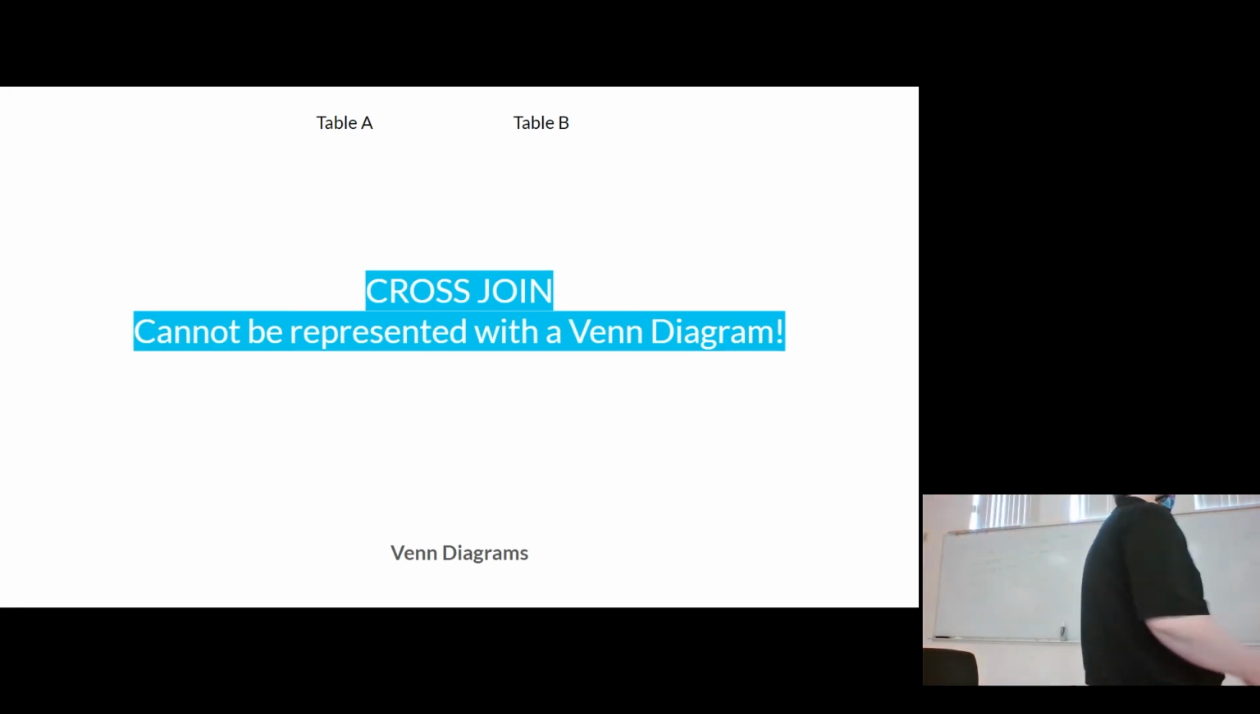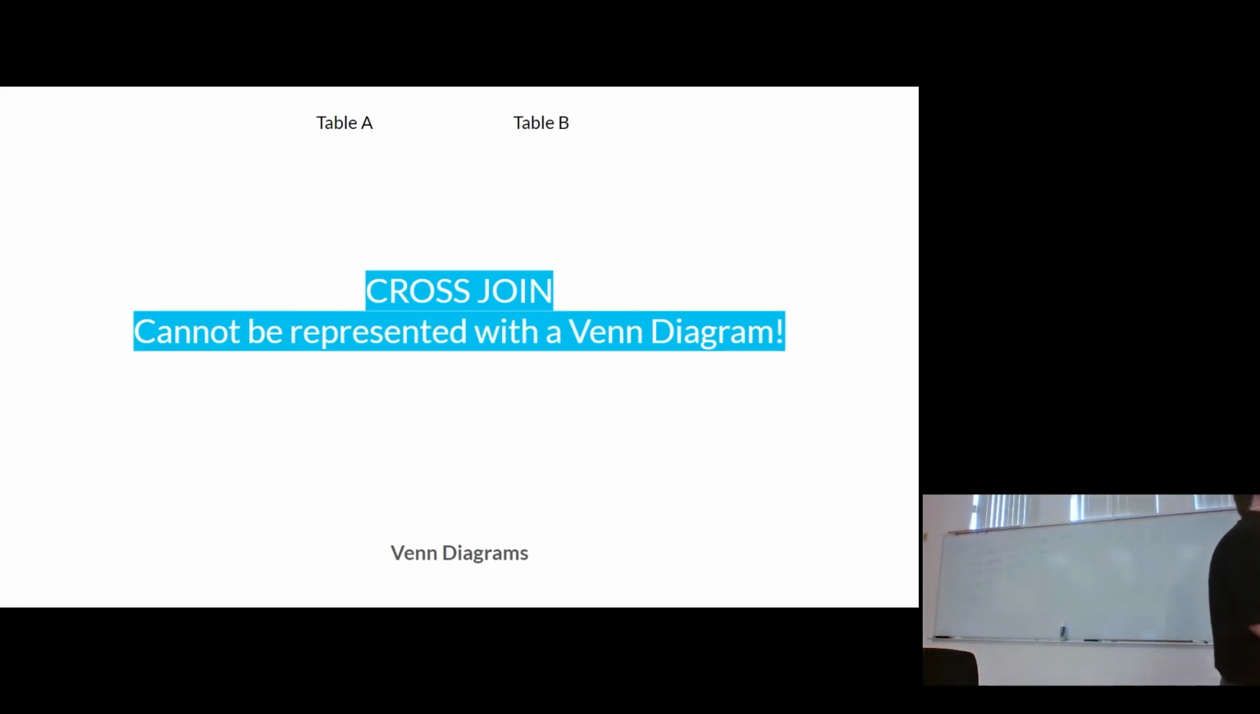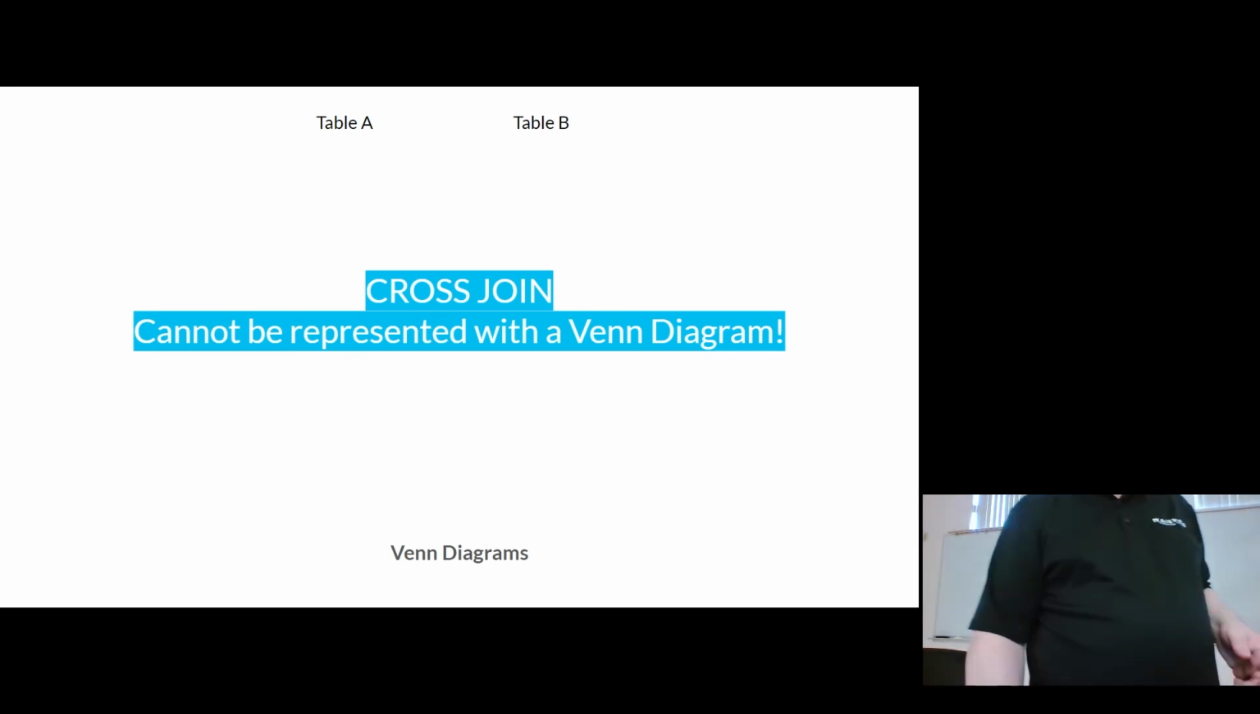It's worth noting that cross joins really can't be represented as a Venn diagram. Basically, one way you can think of a cross join is as a grid or a cube. It's like a cube, but it doesn't really work as a Venn diagram.